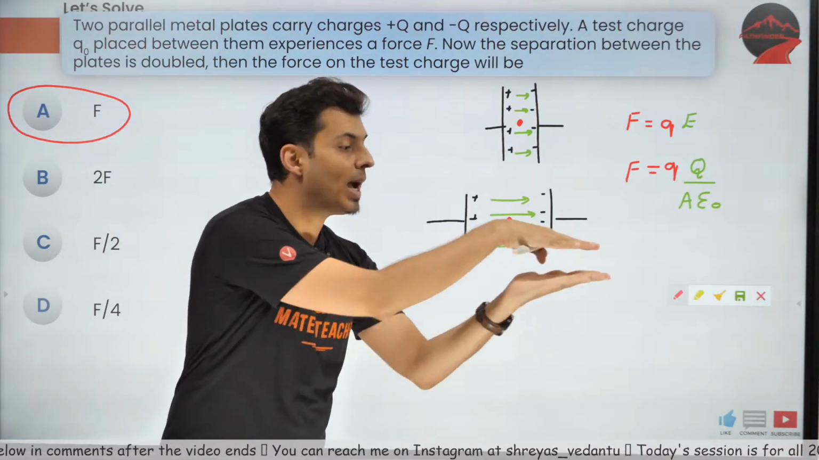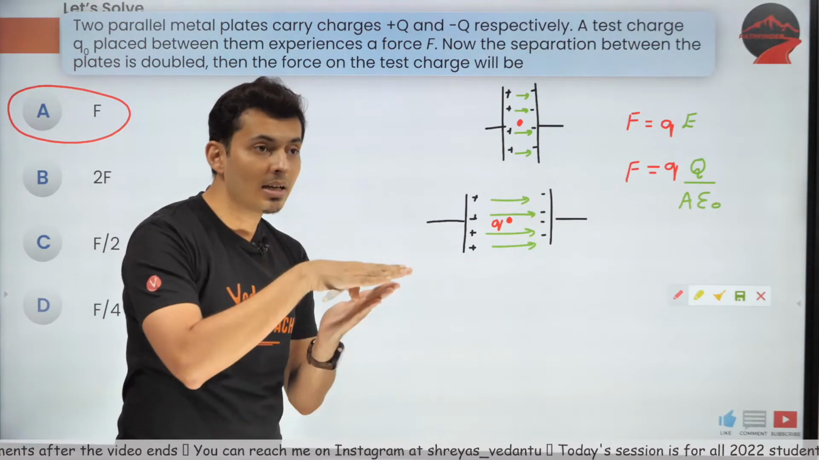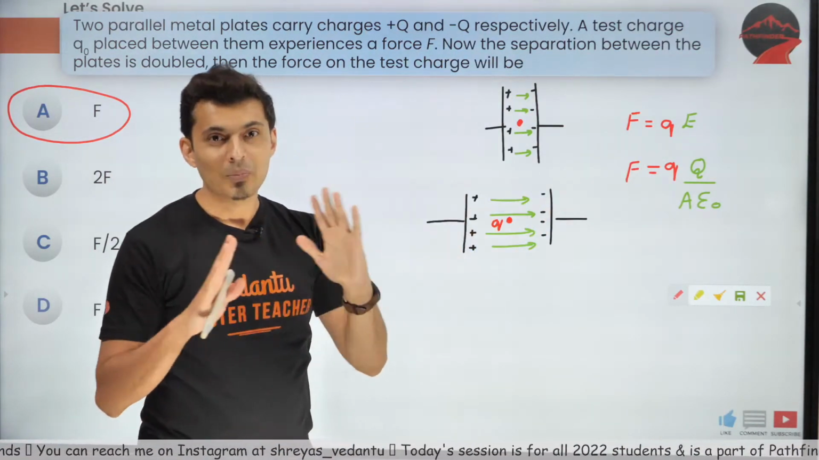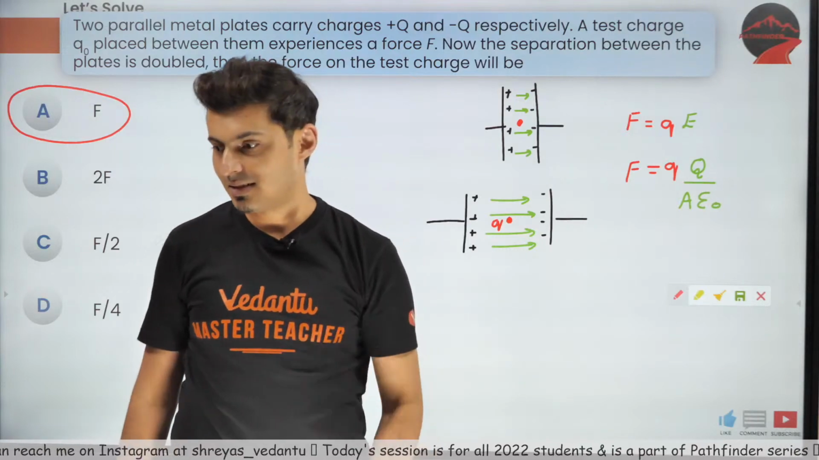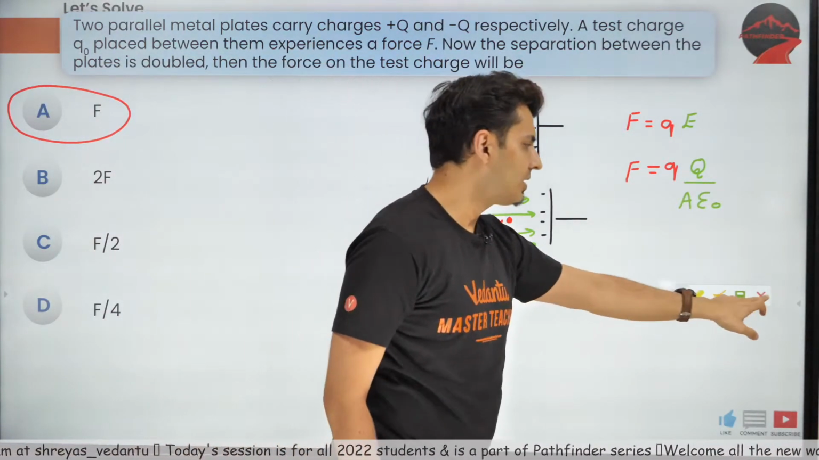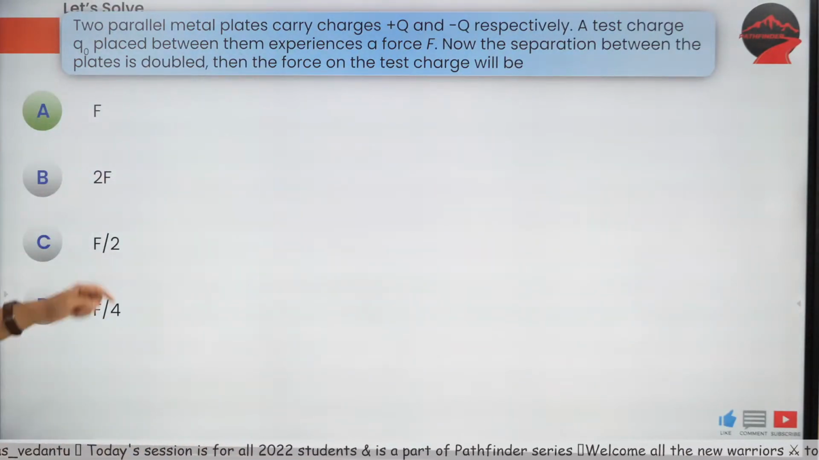The lines are parallel, so the density does not increase or decrease. It remains constant, so it does not depend on the distance. Yes, and the charge is conserved because the charge cannot go anywhere. So the charge remains the same. Hence the correct answer is F.